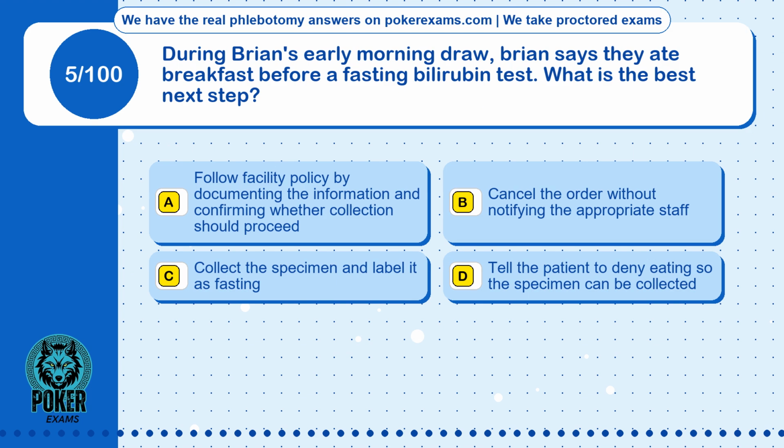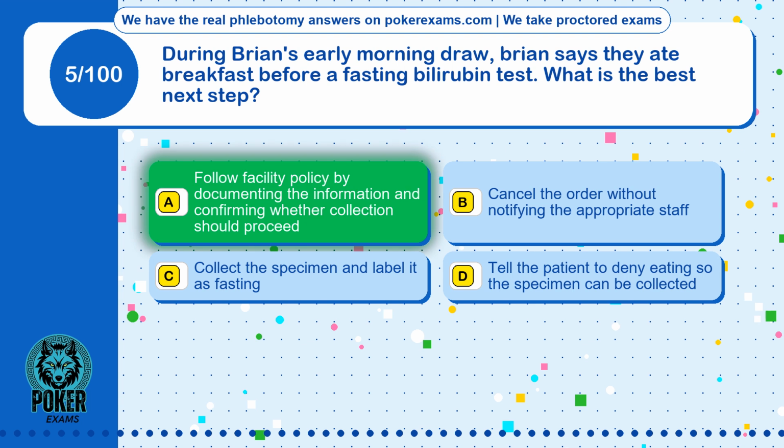Question 5. During Brian's early morning draw, Brian says they ate breakfast before a fasting bilirubin test. What is the best next step? Option A. Follow facility policy by documenting the information and confirming whether collection should proceed. Option B. Cancel the order without notifying the appropriate staff. Option C. Collect the specimen and label it as fasting. Option D. Tell the patient to deny eating so the specimen can be collected.